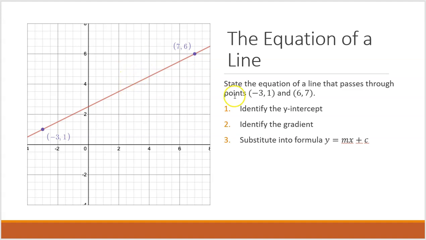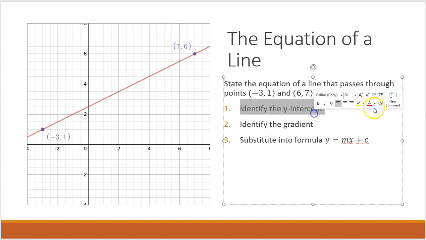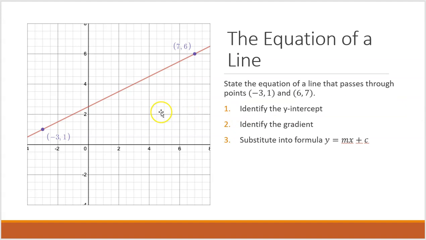So the first one I'm going to look at is the y-intercept. So recall the y-intercept is the location where the line crosses the y-axis. And looking at this one, it crosses just there. So this point here, if you look really carefully, it crosses at x equals 0, and 2.5.